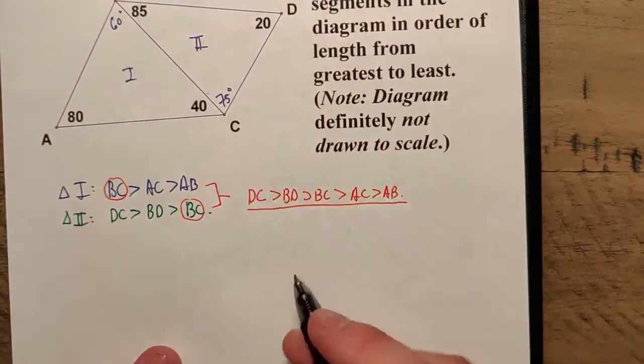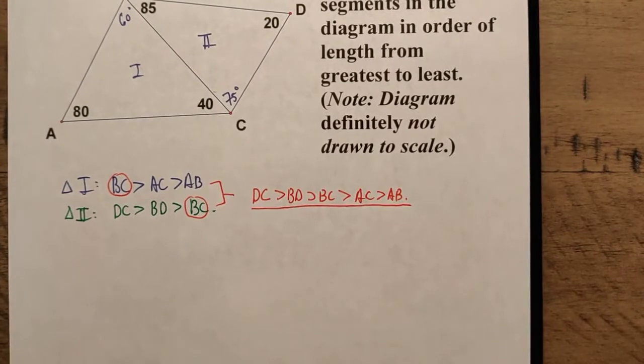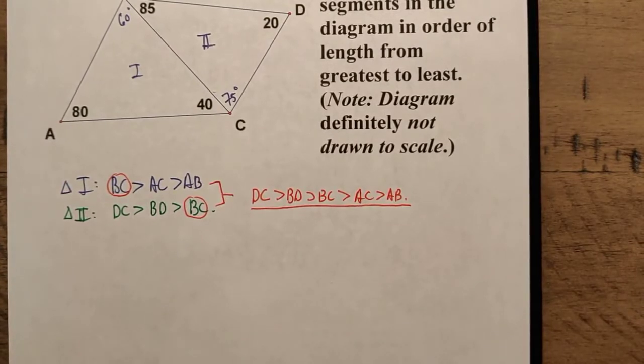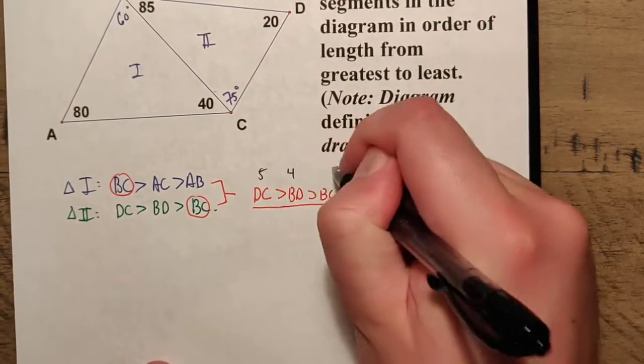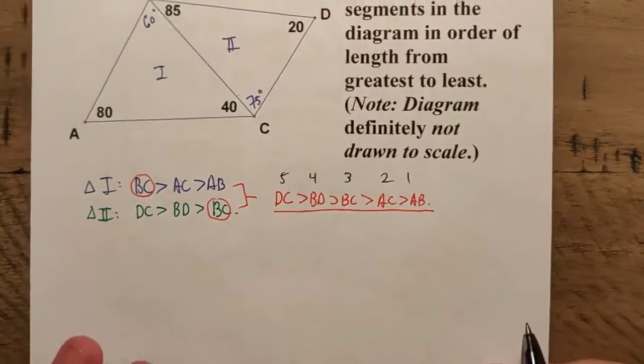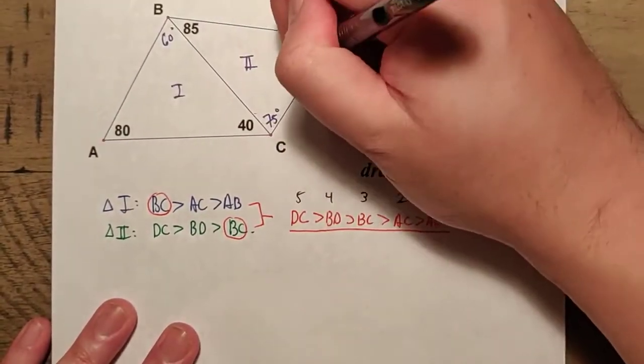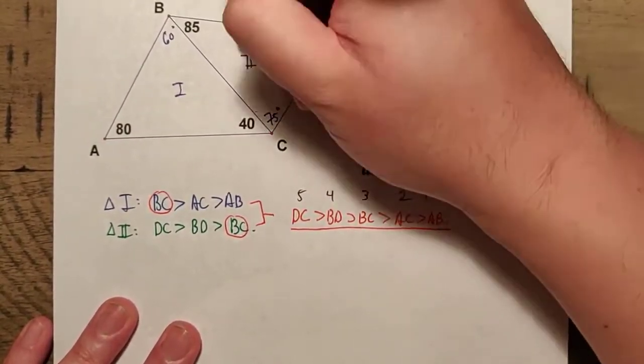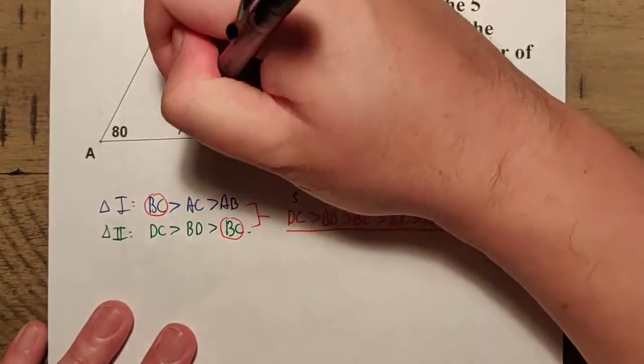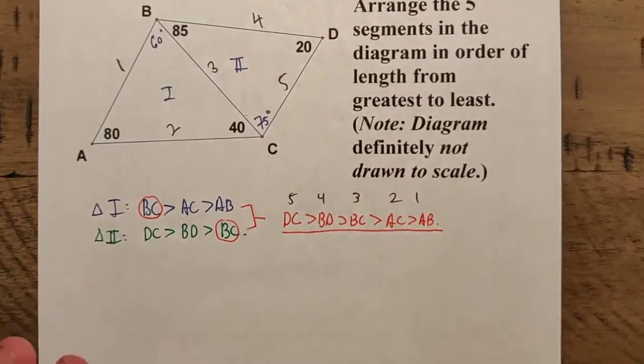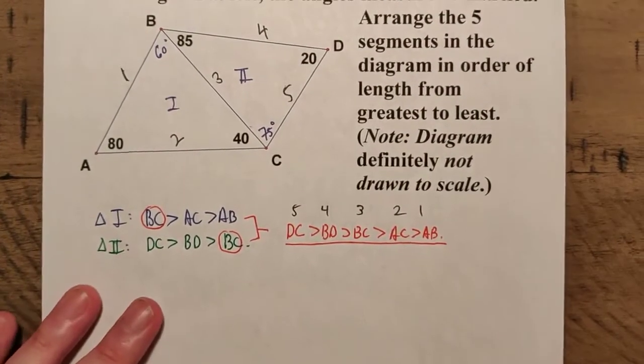So, one may be tempted to say, wait a minute, I can just pick any numbers that satisfy this and that are all positive, because we want these all to be lengths, and it should work. So I can have something like 5, 4, 3, 2, 1, for instance. I can go into my picture and say DC has a length of 5, BD has a length of 4, BC has a length of 3, AC has a length of 2, and AB has a length of 1. So, we could have something that looks like this.